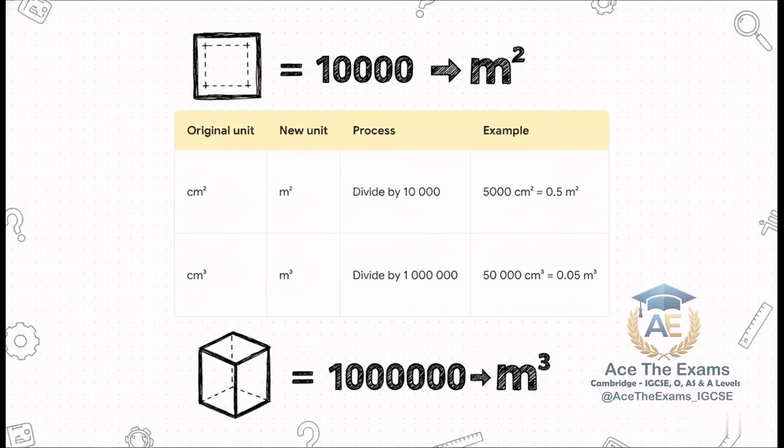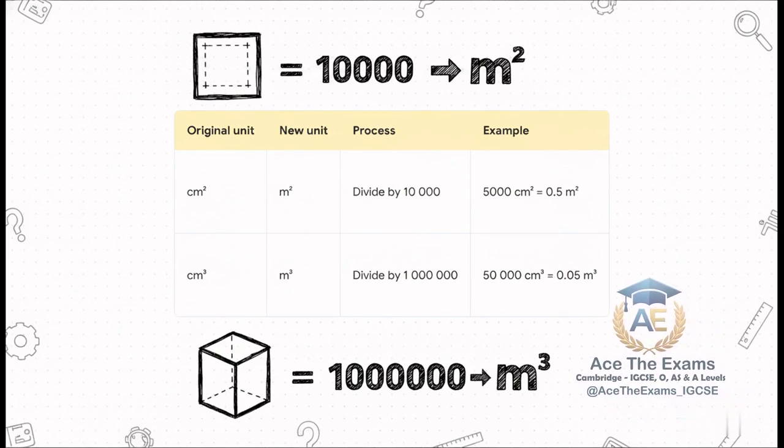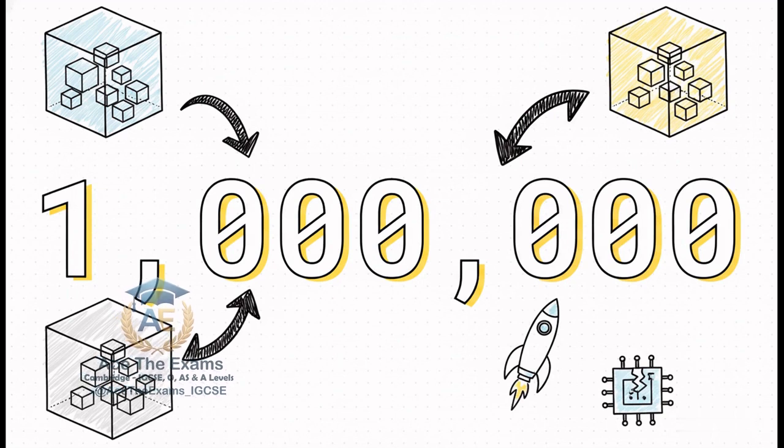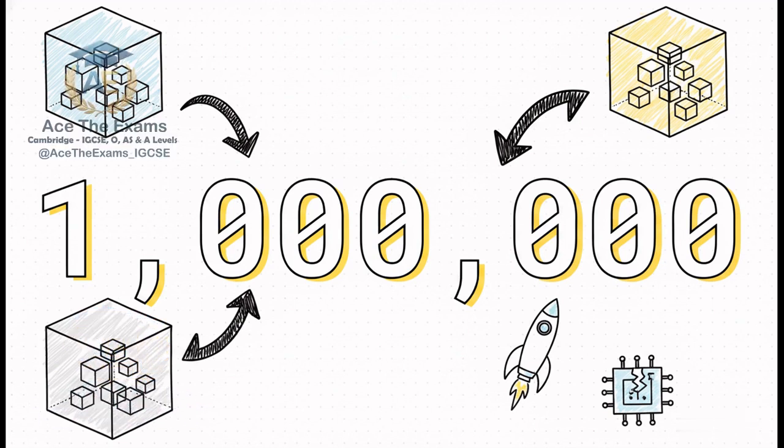And volume? If you're going from cubic centimeters to cubic meters, you have to divide by 1 million, because there are exactly 1 million cubic centimeters in 1 cubic meter. Forgetting this massive conversion factor instantly tanks your final answer. It literally takes your perfectly memorized physics concept and feeds it absolute garbage data.